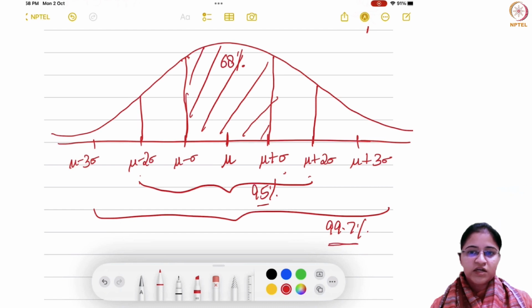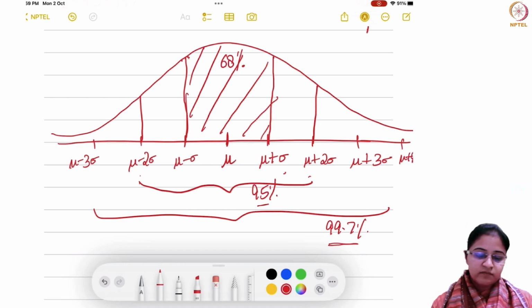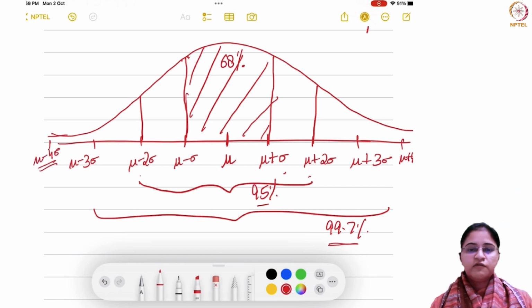Now, one might feel that, okay, why not go further ahead? Because see over here, only 0.3% is left anyway. One can go to mu plus 4 sigma and mu minus 4 sigma, but those things we do not come across in our day-to-day life or from a practitioner's point of view. It only appears in your high-level precision experiments. So we do not focus on them, we just look up to mu minus 3 sigma and mu plus 3 sigma limits.